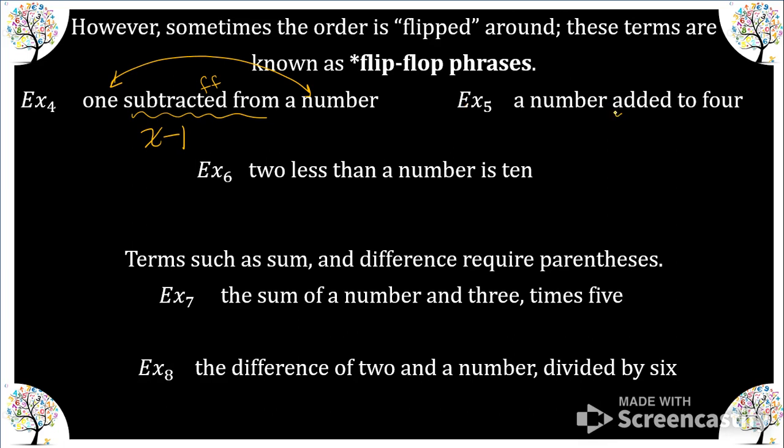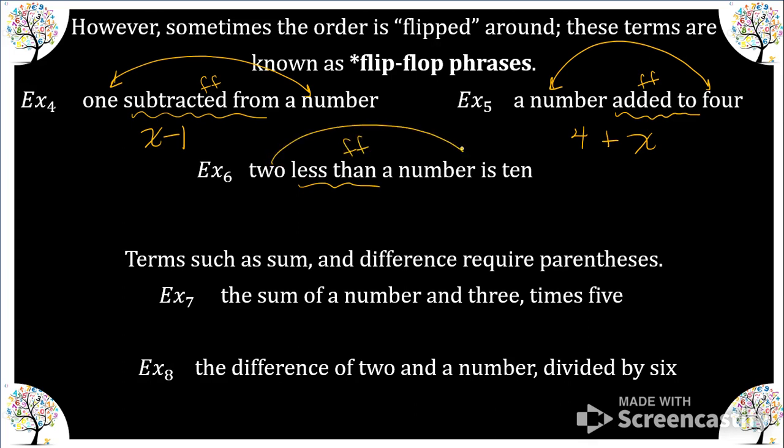A number added to, so added to is a flip-flop. A number, so our variable is going to flip to the back, and our 4 is going to flip to the front. 2 less than a number, so less than, the than phrases are flip-flopped. So 2 will go to the back, and our variable will go to the front.